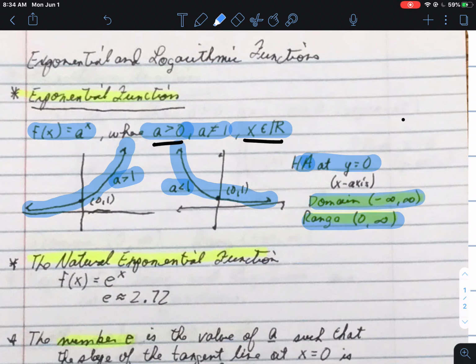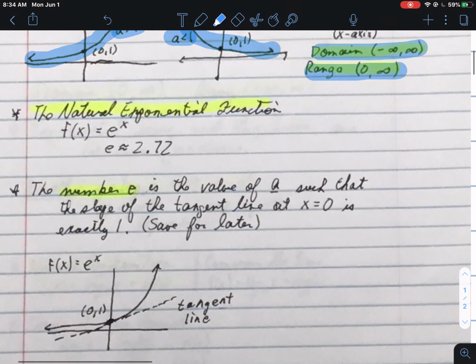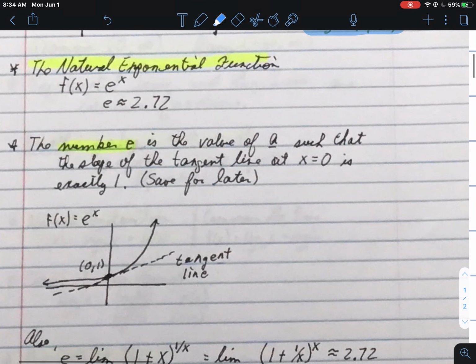So being familiar with domain and range is always useful. Again, we're always interested in just the basic characteristics of these functions. What does their graph basically look like? Inputs and outputs, domain, range, that type of thing.